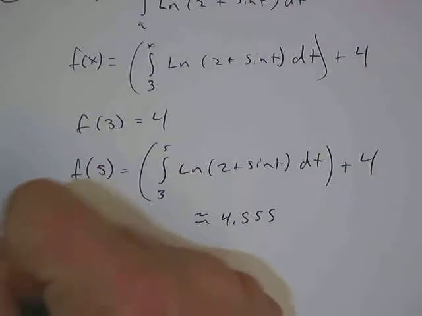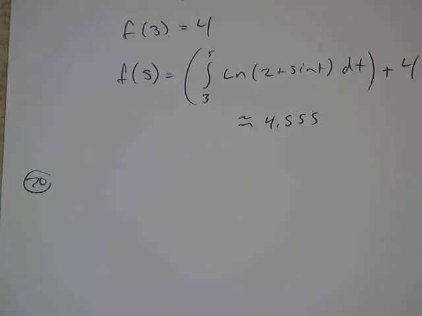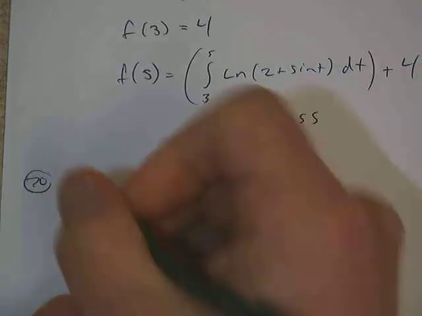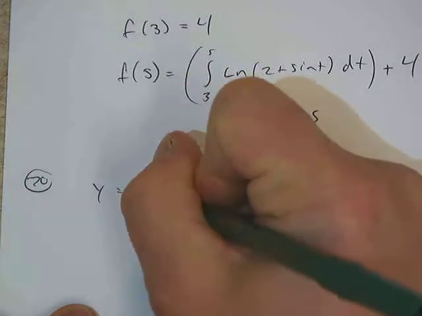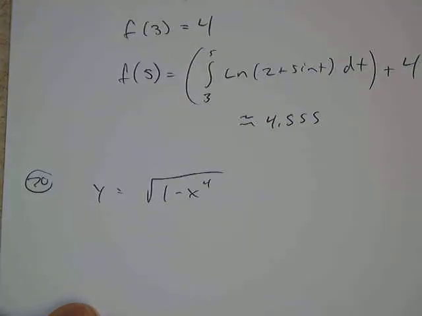On 70, we have: the area of the region enclosed by the graph of y equals the square root of 1 minus x to the 4th, and the x-axis, is the following. So ultimately our integrand here, if you will, is this. We could certainly draw a picture of that if we wanted to.